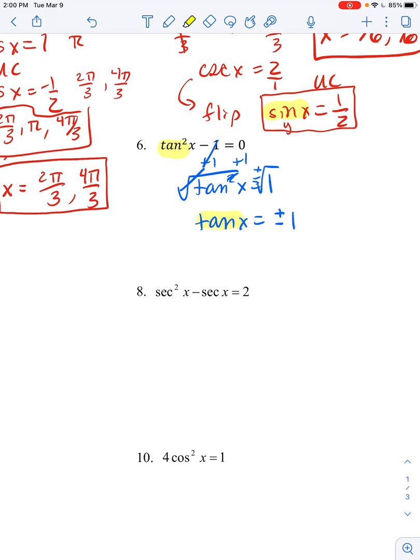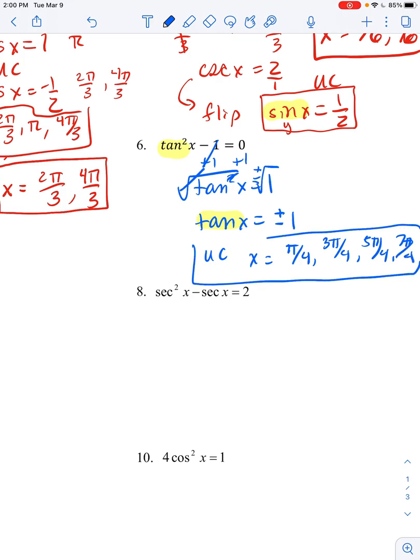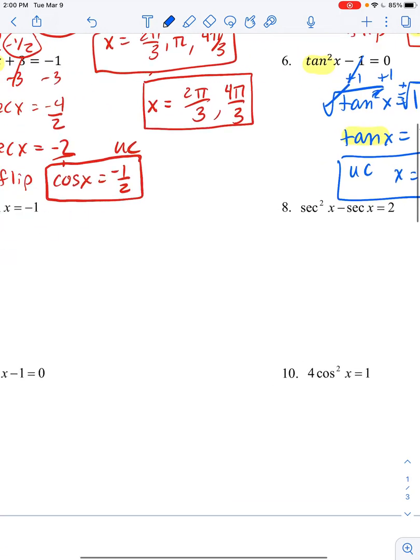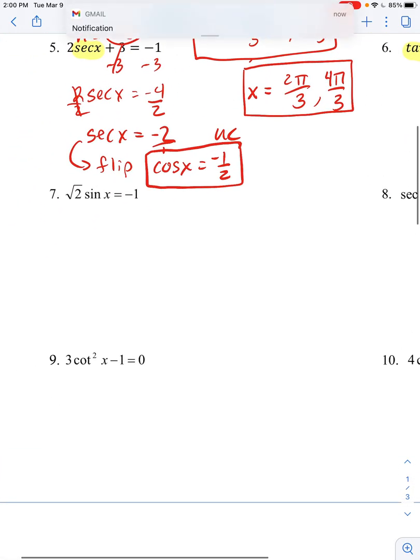Since I have sine, cosine, or tangent, I am ready for the unit circle. And I'm using my tangent boxes to tell me where I can find a tangent value of either positive or -1. First spot I see, second spot, third, and fourth. All right, let's keep going.